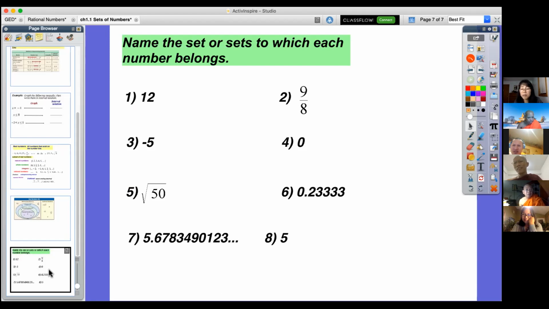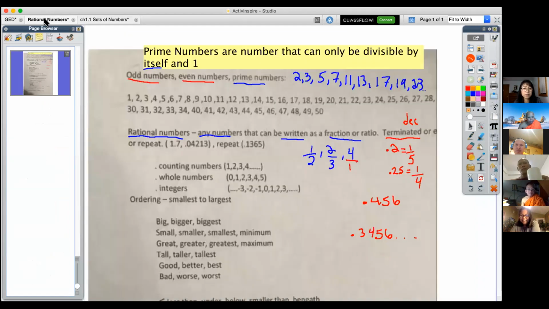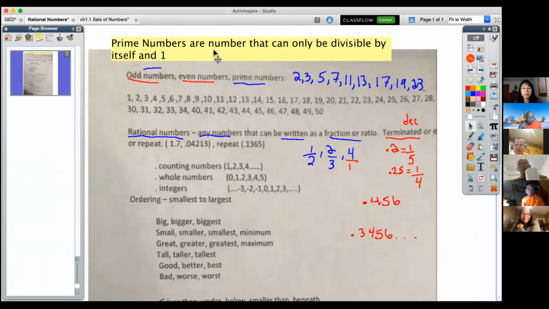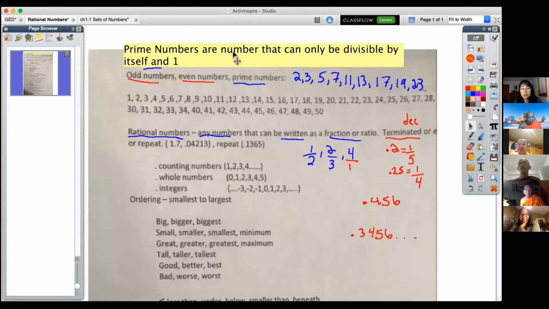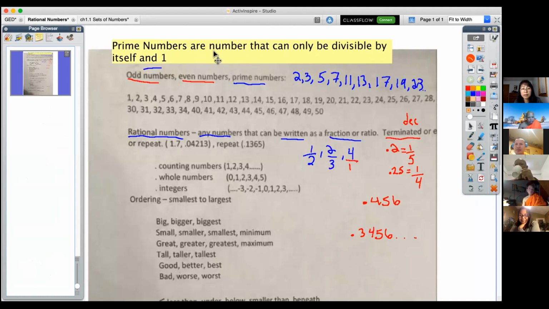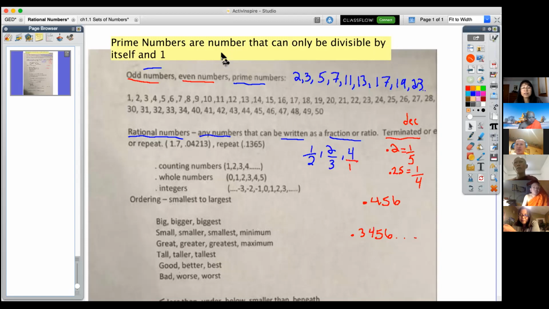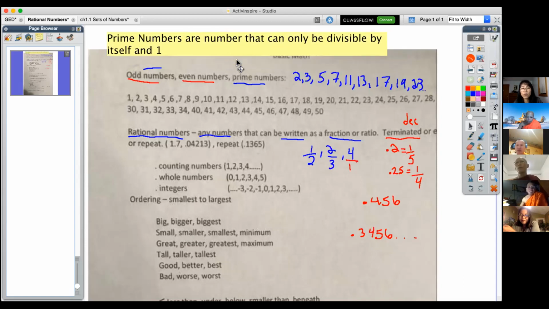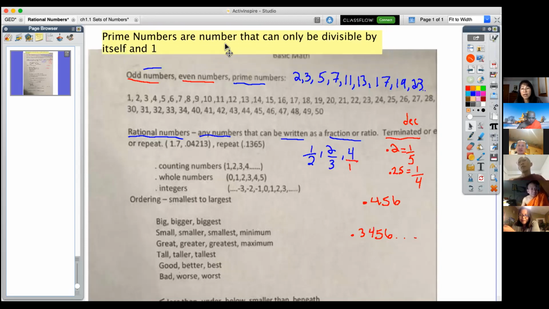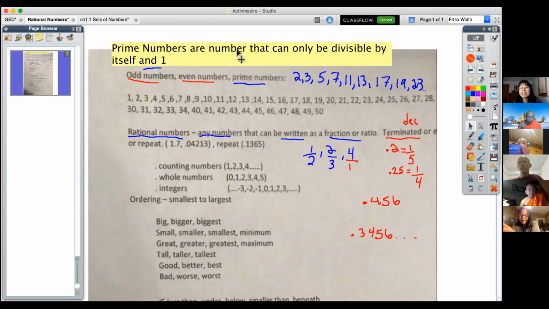Nobody can tell me a prime number? She asked you from the last time, what's a prime number? We went over prime numbers. What's a prime number? Prime numbers: 2, 3, 5, 7. No. What is a prime number?